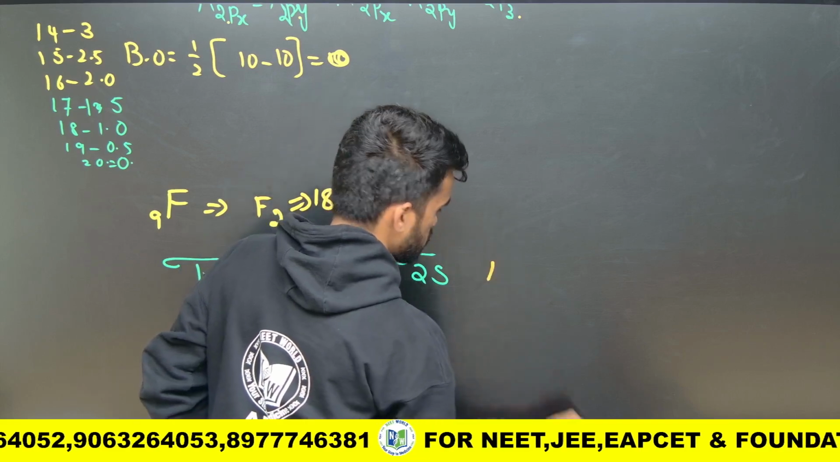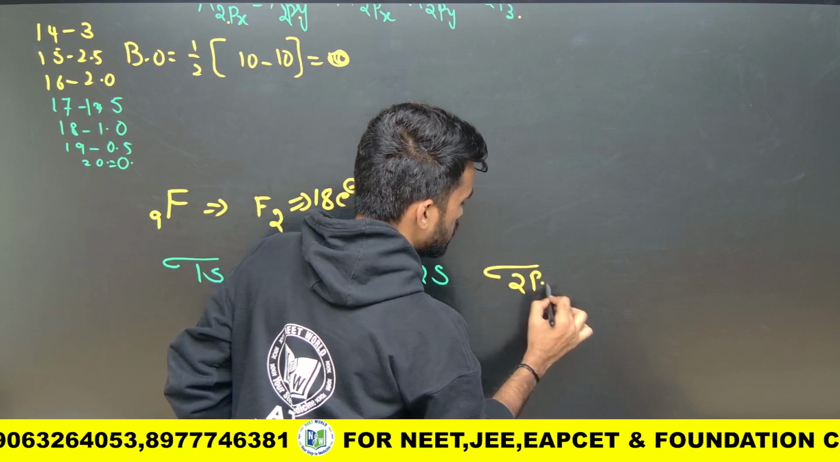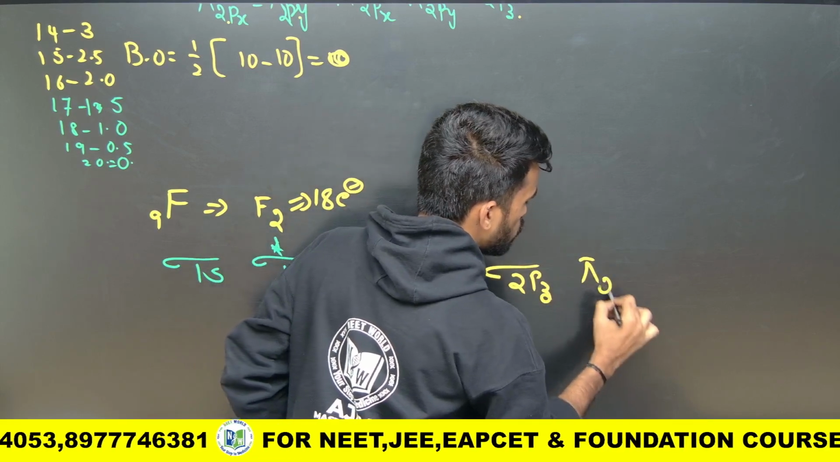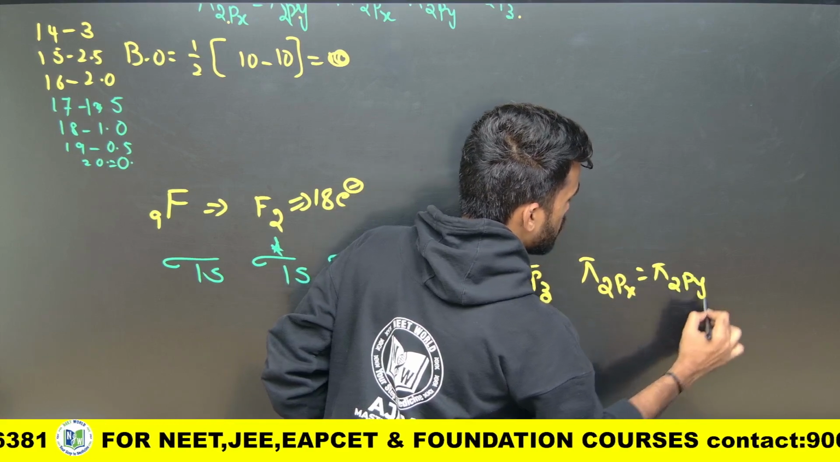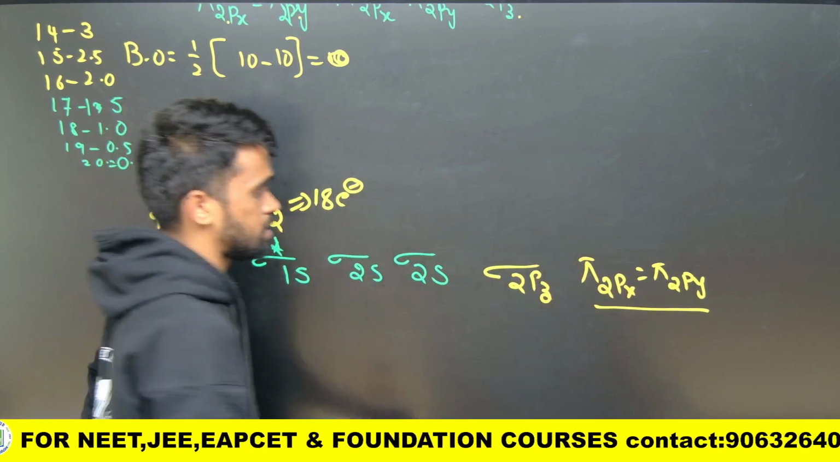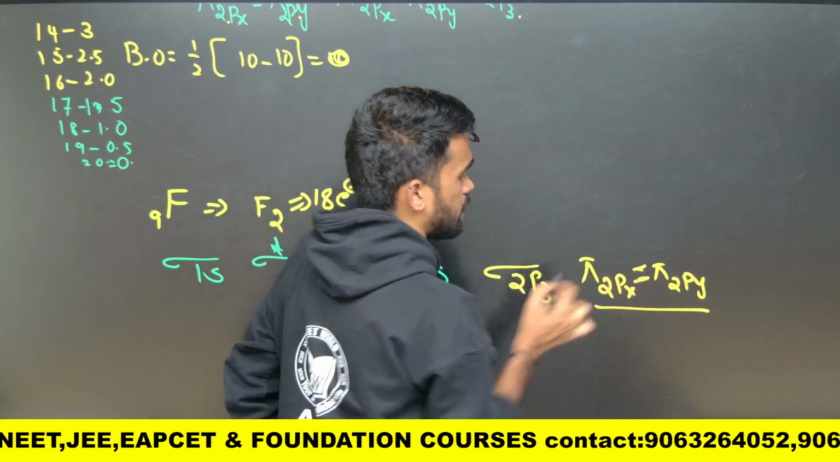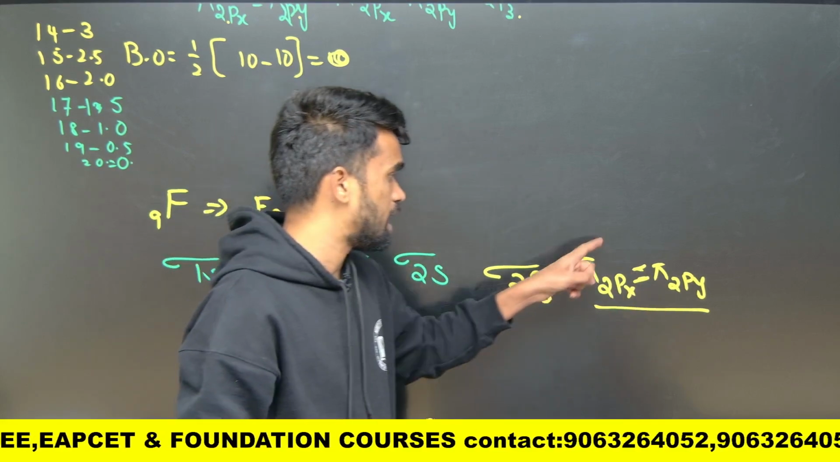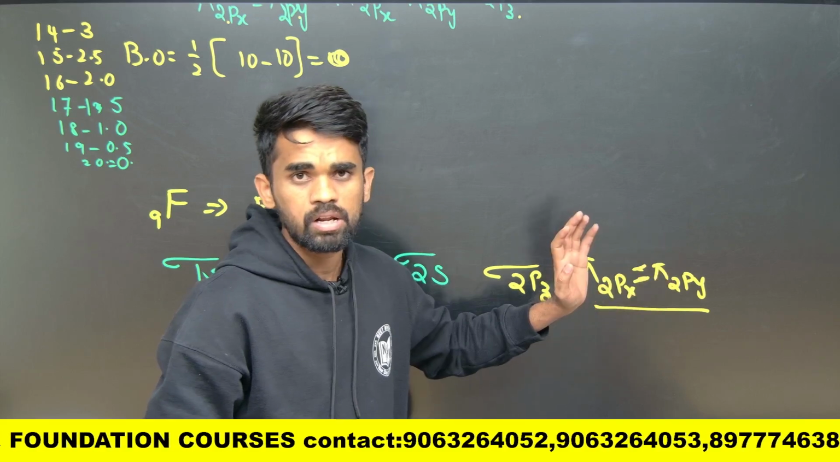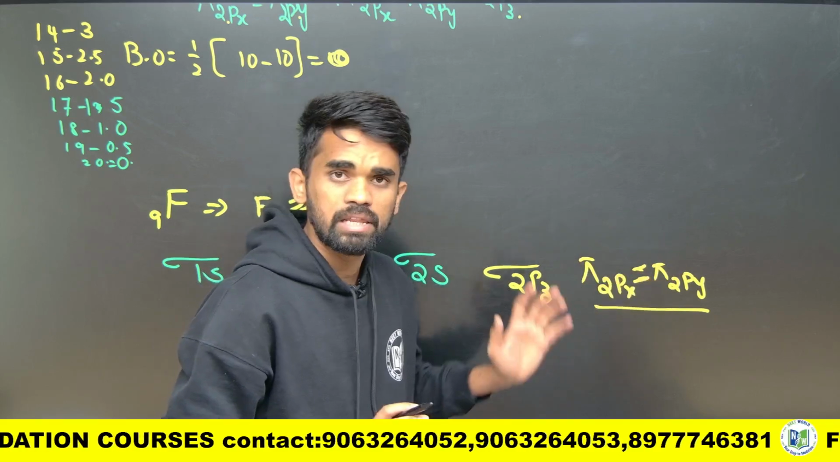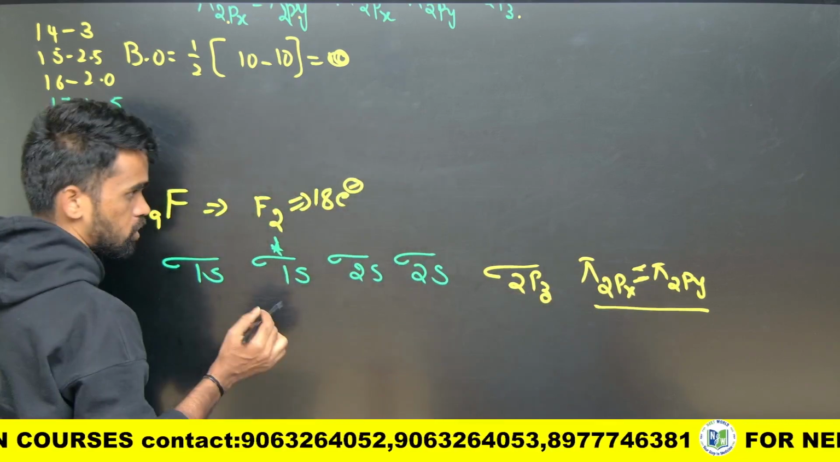Sigma 2pz, after this pi 2px equals pi 2py. These are degenerate orbitals. Whenever we write the equal symbol here, it means they have equal energies. Therefore, whenever we fill the electrons, you need to give one electron each, following Hund's rule of maximum multiplicity. I hope you know that concept also.